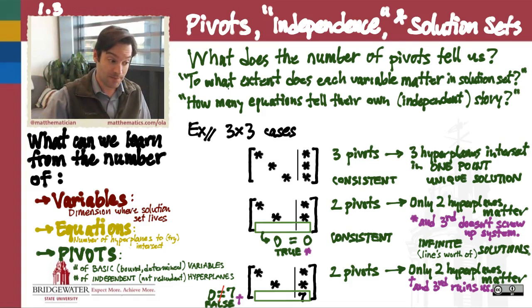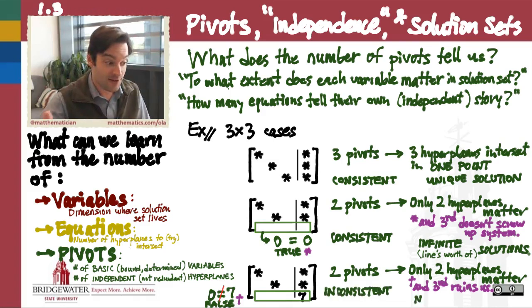So even though only 2 of the hyperplanes matter, only 2 of my rows have pivots out of the 3, the third row, the one that doesn't, is a derelict, right? It's let us down. It completely ruins us, right? It ruins the possibility for the system to be consistent, because there's no way to satisfy that third equation with any choice of x, y, and z. So this system is inconsistent, and we'll say that it has no solution.